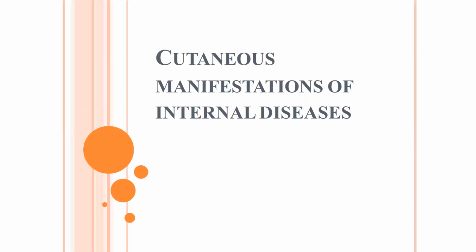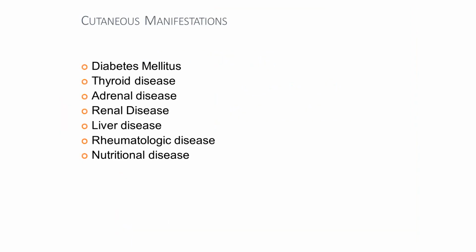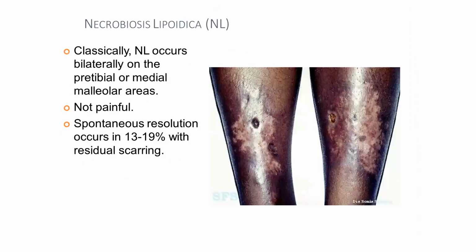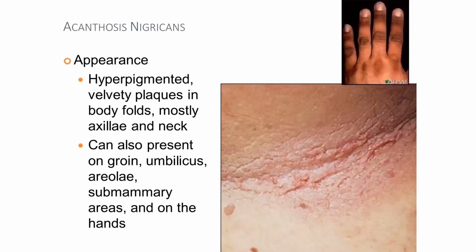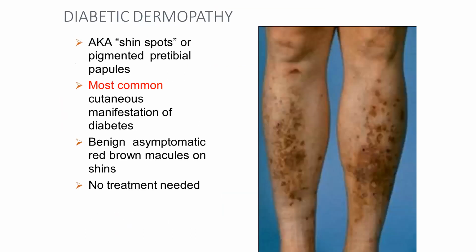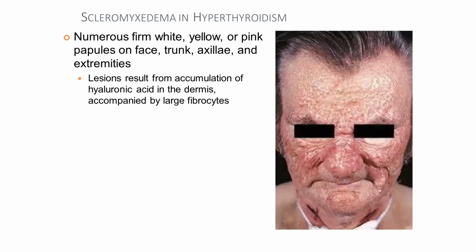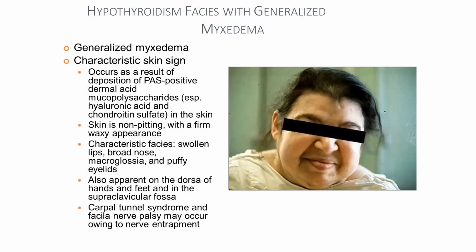Then cutaneous manifestations of the internal diseases. These are the common systemic diseases with cutaneous manifestations. Necrobiosis lipoidica, most common classical picture, present on the shins for diabetes, not painful. Acanthosis nigricans, hyperpigmented velvety plaques in the body folds. Diabetic dermopathy, most common shin spots, or the pigmented pretibial papules present, most common cutaneous manifestation of diabetes. No treatment is needed. Then scleromyxedema and hyperthyroidism, numerous white, yellow, pink papules. Hypothyroidism with generalized myxedema.